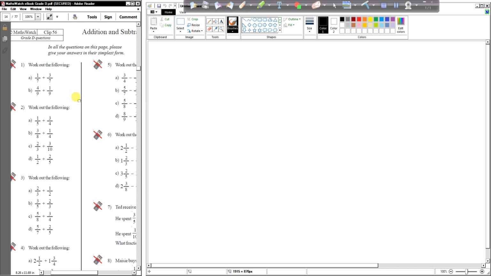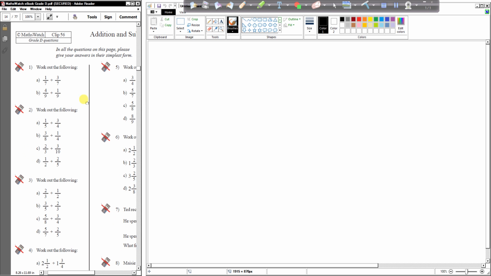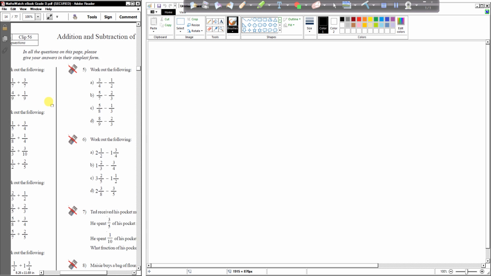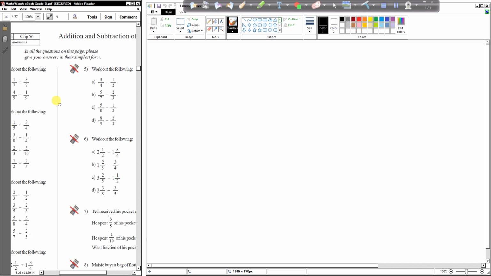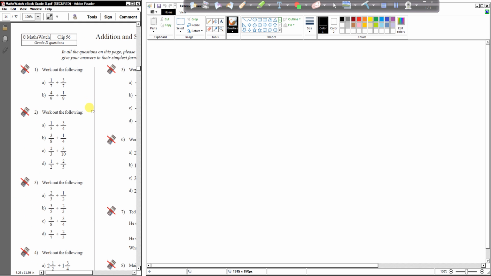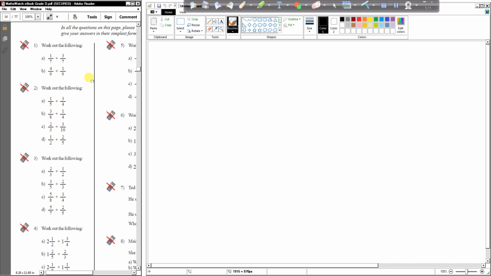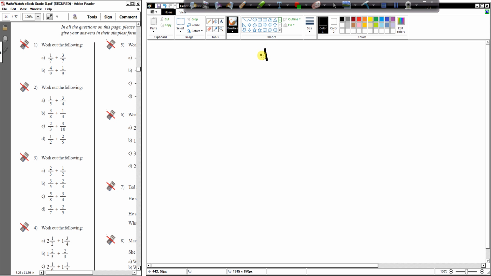We're looking at Maths Watch Grade D questions, clip 56, addition and subtraction of fractions. We're just going to be focusing on the first part of this here. So we are adding and subtracting fractions. Let's have a look at the first two questions.